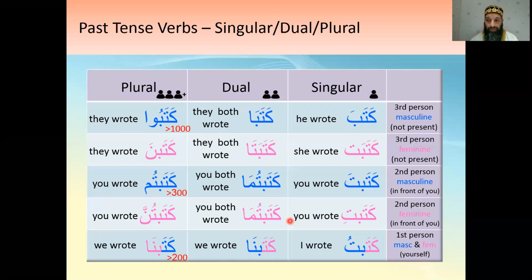What is the first most important table? The one we did last week. Who, huma, whom. That one.